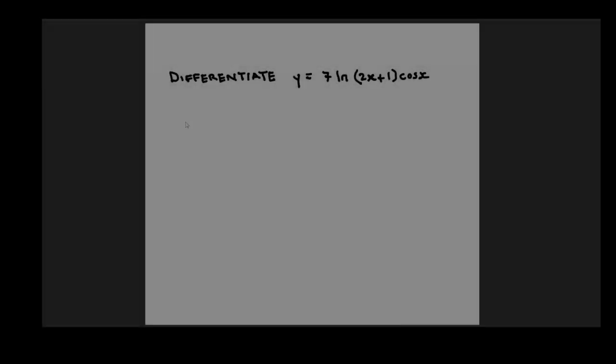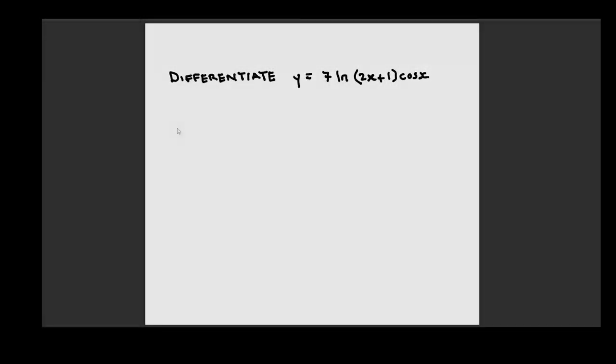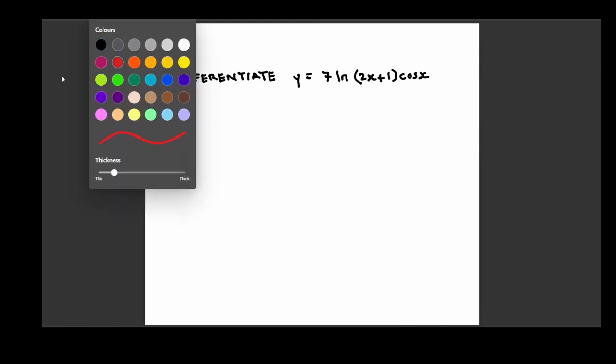Let us differentiate y is equal to 7 ln(2x + 1) cos x. So what we do firstly is we note that this is a product. So we are going to use the product rule.